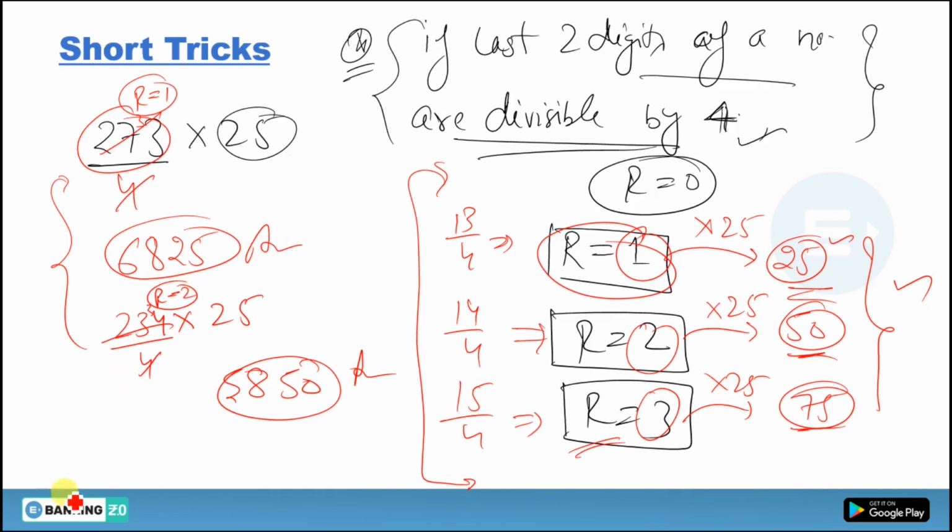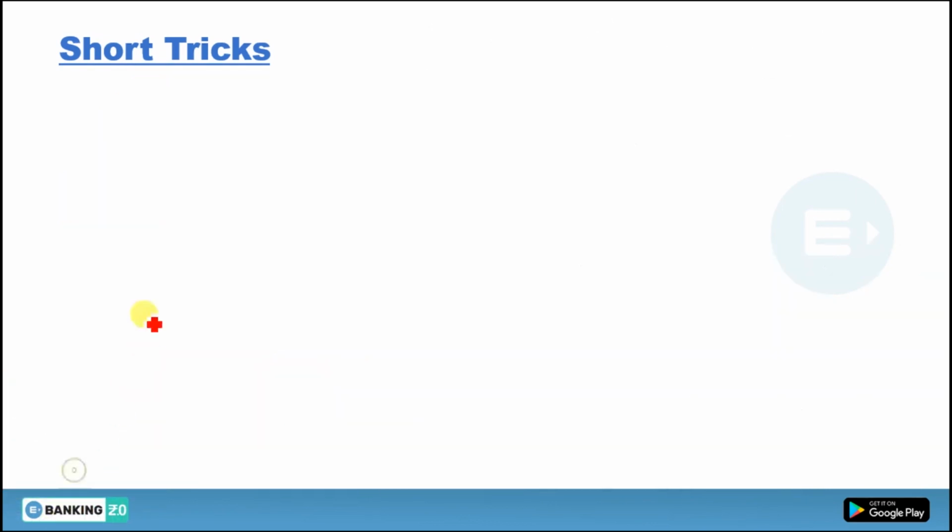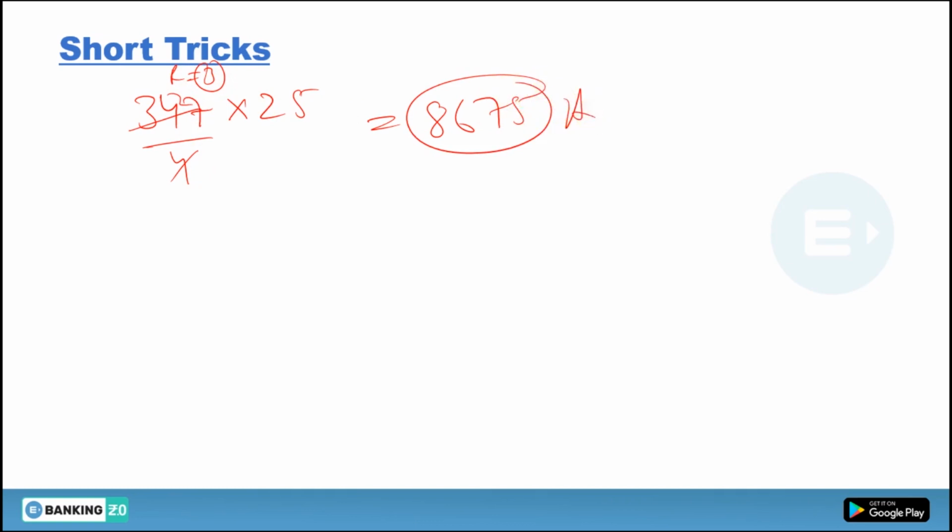Okay, we are doing one more question. What is that? Just 347 multiplied by 25. Just divide this 34 by 4. You are getting 8, 8 4s are 32, you get 2, then 6, 6 4s are 24. You are getting remainder 3. If you are getting remainder 3, multiply this 25 by 3. You are getting 75. This one is the answer, 8675.